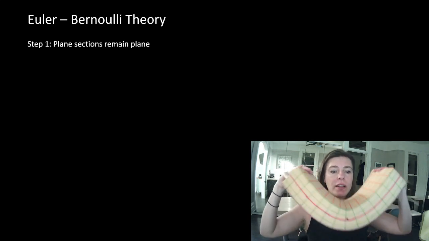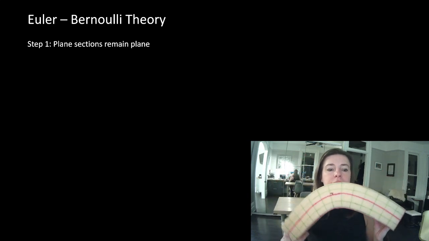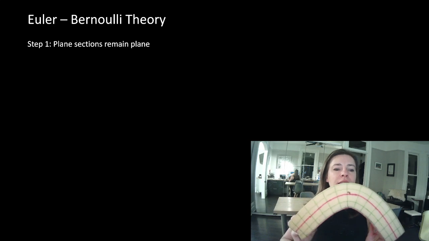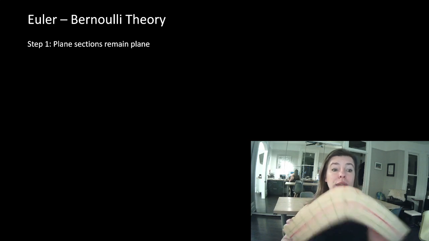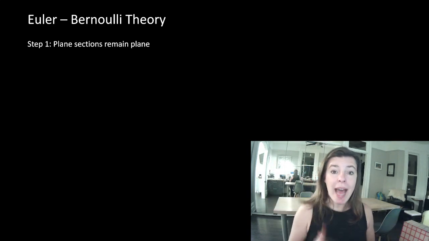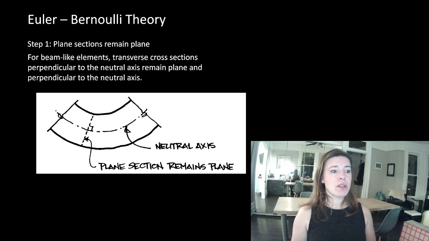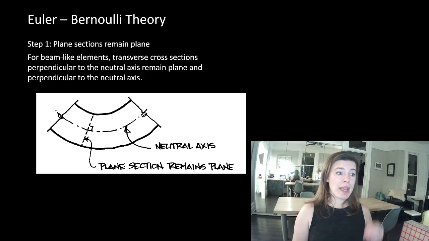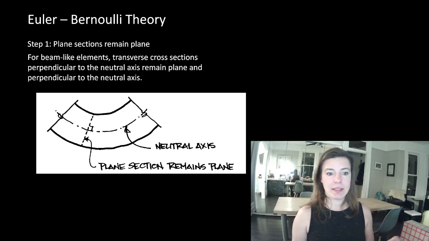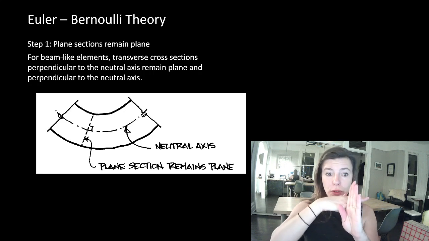So if I look at this very center one, look at that. It's hard to get it with the fisheye lens. Look at that. That remained plane, okay? So that's step one. Any section you cut has remained plane. So for beam-like elements, transverse cross-sections perpendicular to the neutral axis remain plane and perpendicular to the neutral axis. Plane sections remain plane. So that line stays at a 90-degree angle to that neutral axis.